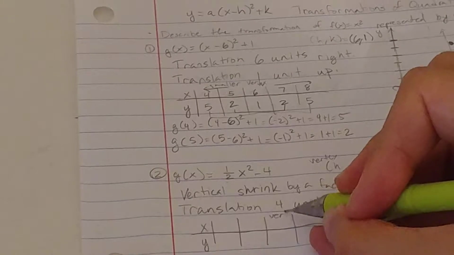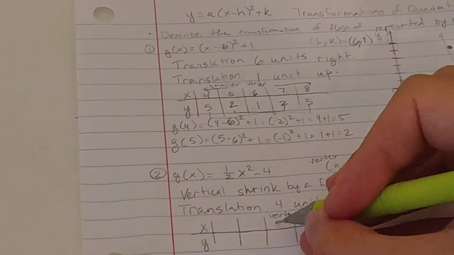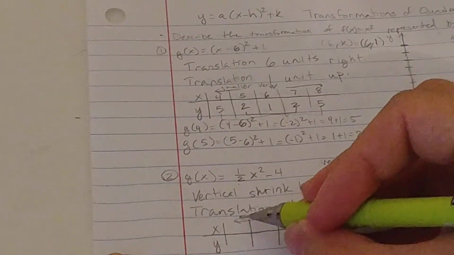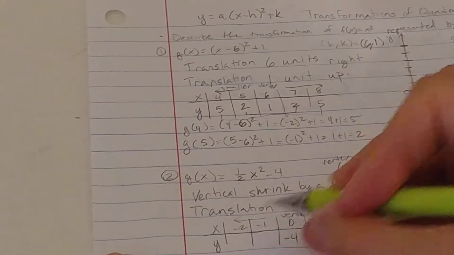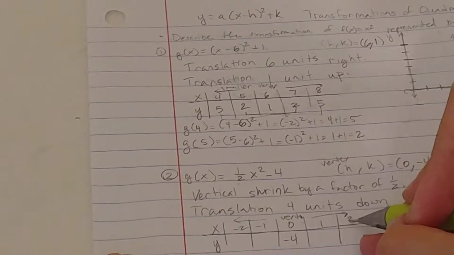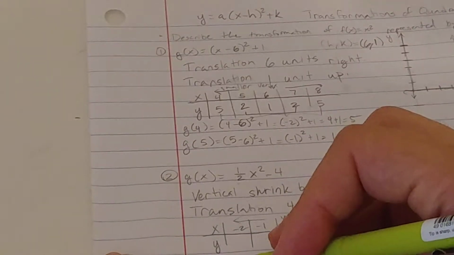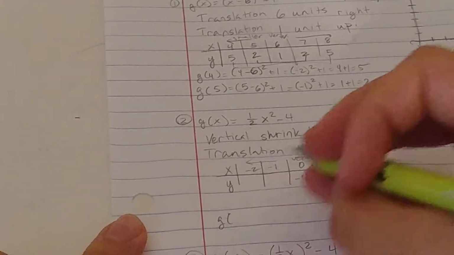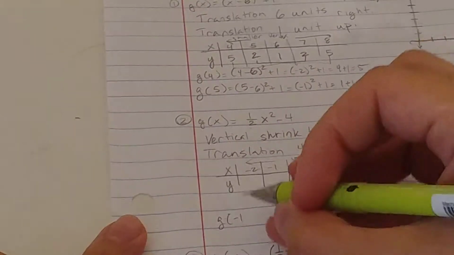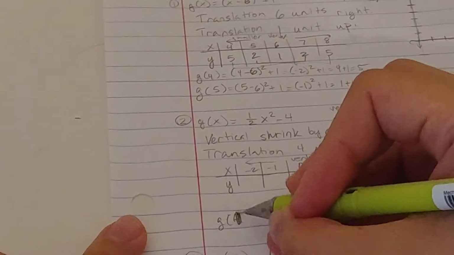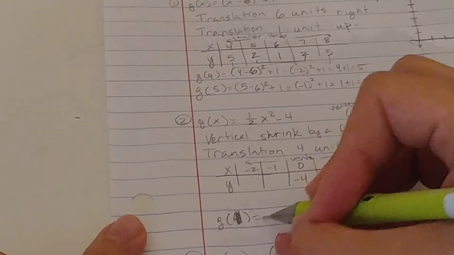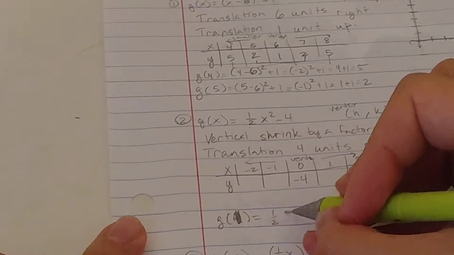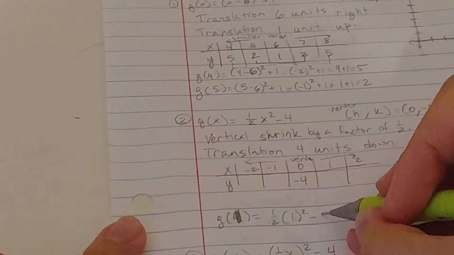So the vertex goes in the middle. Okay, 0, comma, negative 4. And smaller than 0 is negative 1, negative 2. Bigger is 1 and 2. Plug it in, and we get g of negative 1. Why didn't I just use 1? It's easier. g of 1 equals 1/2 times 1 squared minus 4.